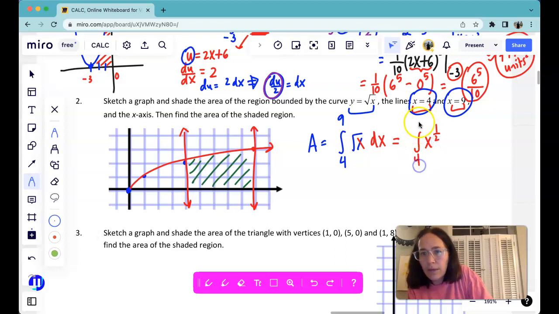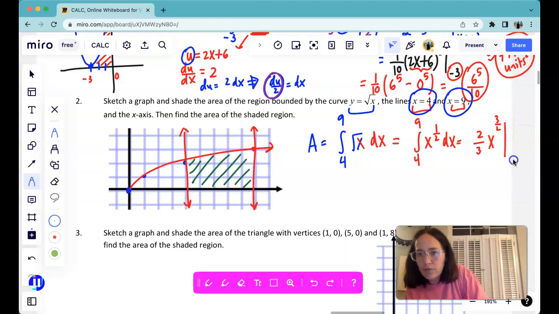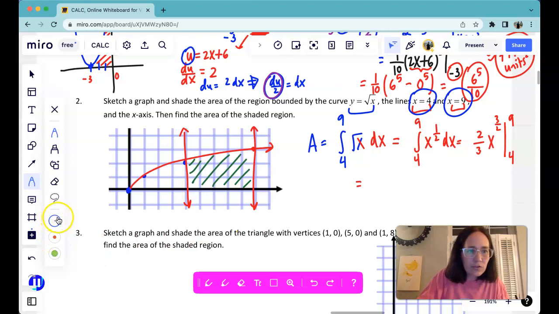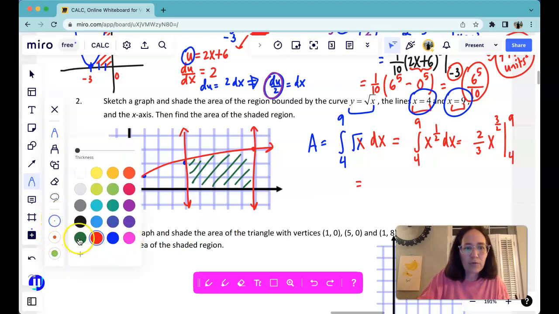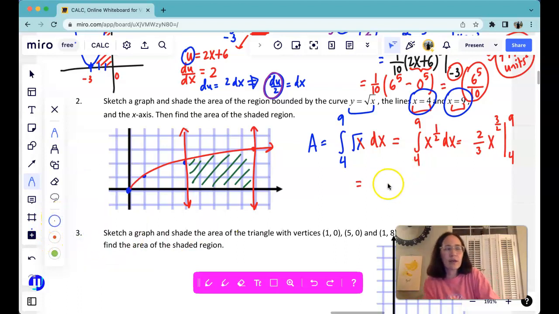I want to bring that up a power. So we've seen this before many times. This should be x to the 3/2 divided by 3/2, evaluated from 4 to 9. And while I'm on the mode of not using a calculator too much, let's see if we can refresh our exponent rules and evaluate as much of this as we can without it.